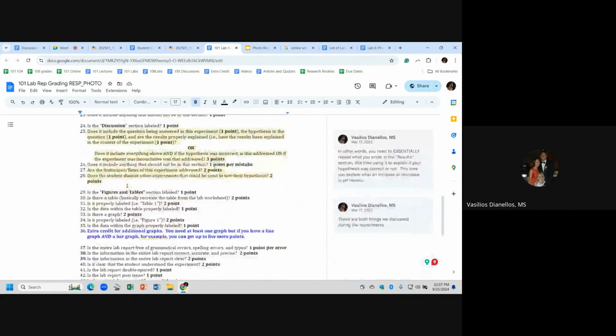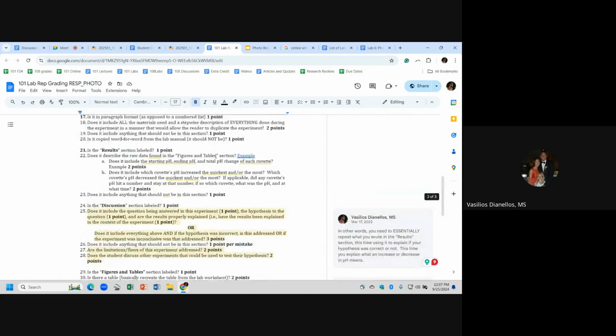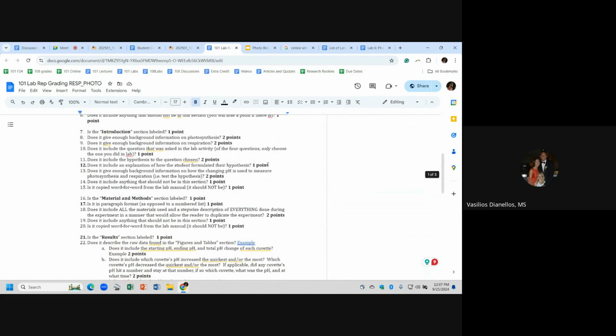So it tells you exactly how to write your lab report, and it even gives you the points value. Like if you mess something up right here, for example, does it include an explanation of how the student formulated their hypothesis, right? If you leave that out, you're going to lose a point. It's all very straightforward.